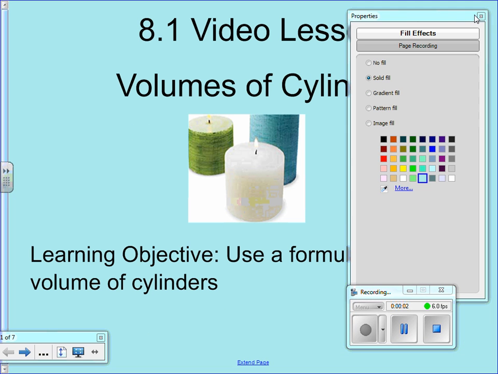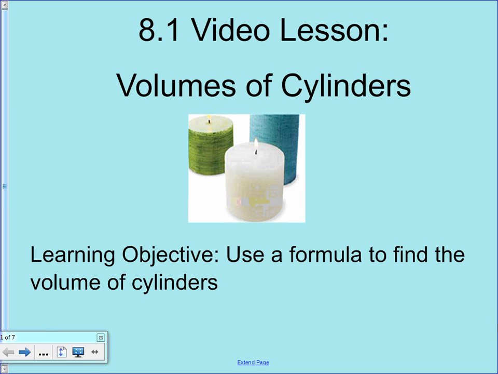Welcome to video lesson 8.1 on the volumes of cylinders. In this lesson we're going to review what the volume of a cylinder is and the formula for how to find it, and then utilize it to find volumes of cylinders, and also, given the volume and the base of a cylinder, to find the height of a cylinder.